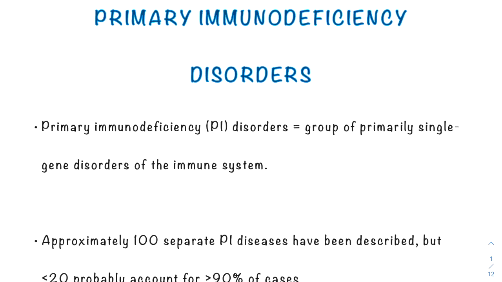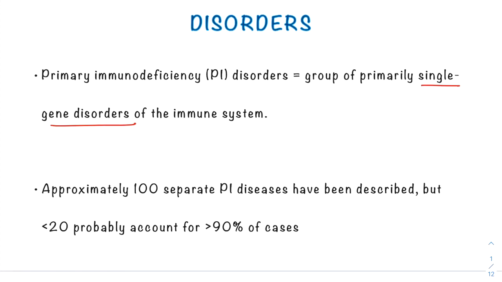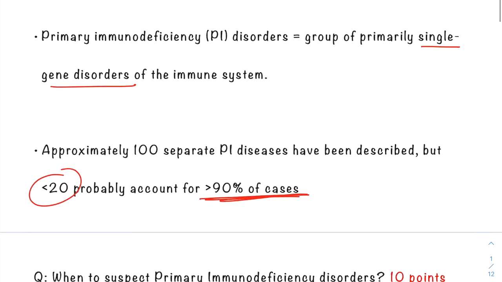So let's start with the definition. The primary immunodeficiency disorders are a group of primarily single gene disorders of the immune system. Although hundreds of separate primary immunodeficiency diseases have been described, less than 20 account for more than 90% of the cases that have been found.